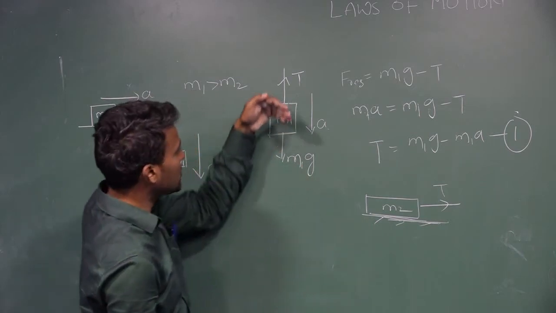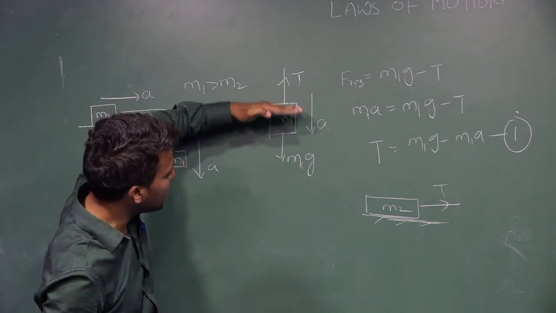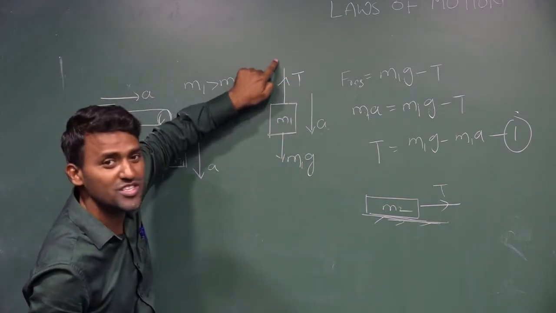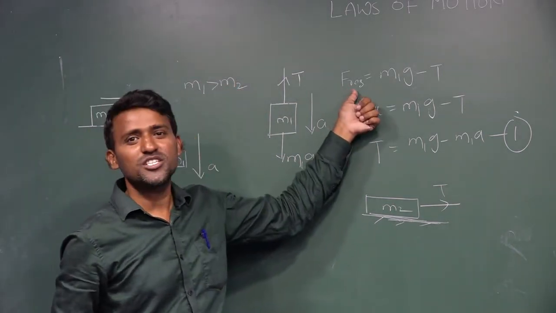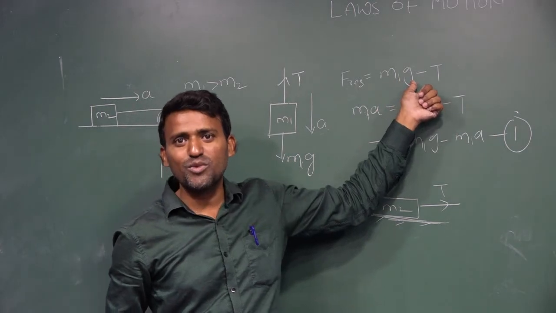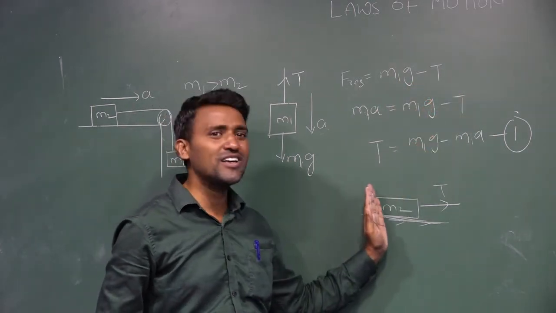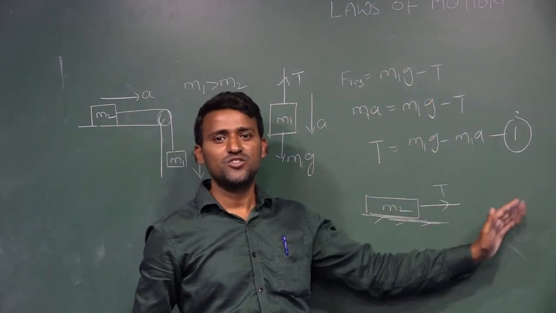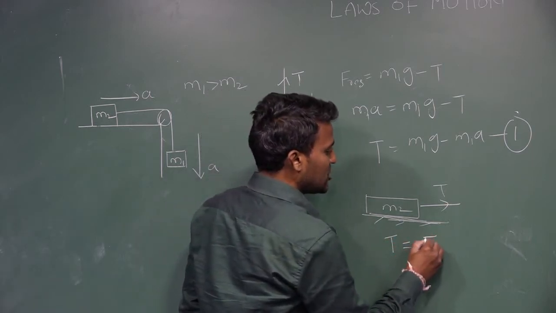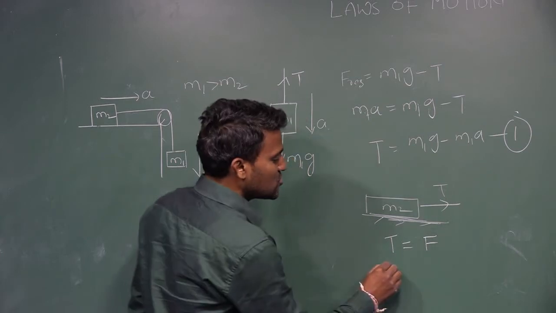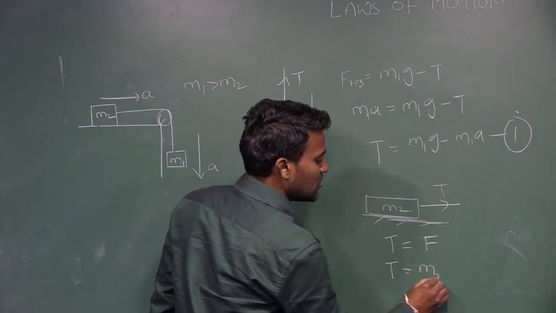See here, for the first object, m1g is acting downward and the opposing force is the tensional force. At that time, you wrote that the resultant force is the greater force minus the lesser force. Here only one force is acting, so this tensional force you can write as F. So T is equal to m2a, as it is accelerating. This is equation 2.